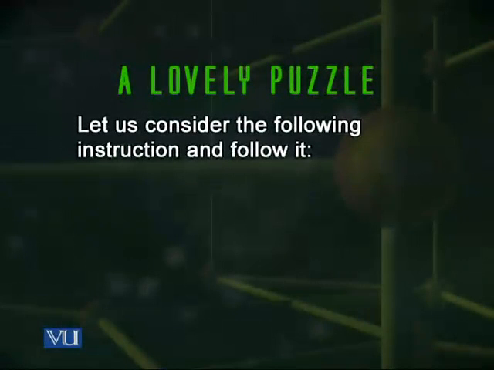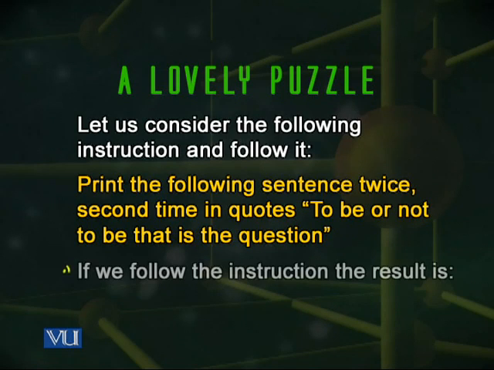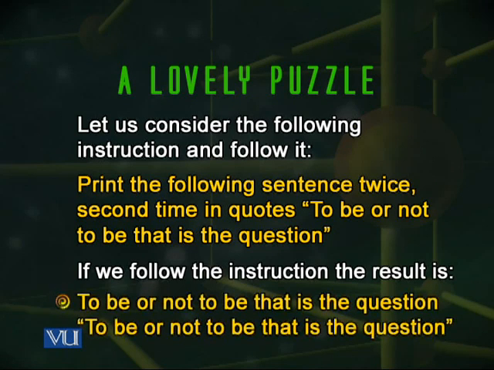Let's first solve this puzzle not in a programming language but in English. Let's look at the following instruction. Print the following sentence twice, second time in quotes. And what's written in quotes is: to be or not to be, that is the question. So if you were to follow this instruction, what would you do? What would you write? You would write: to be or not to be, that is the question, followed by in quotes, to be or not to be, that is the question.